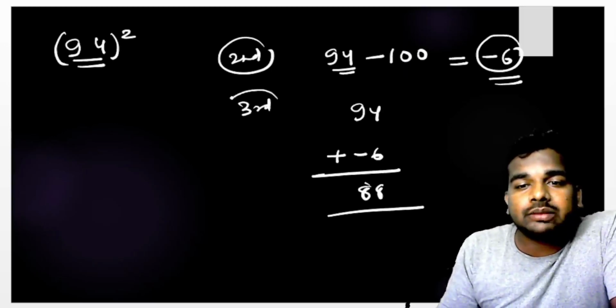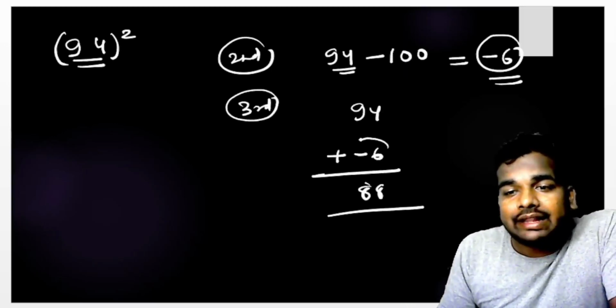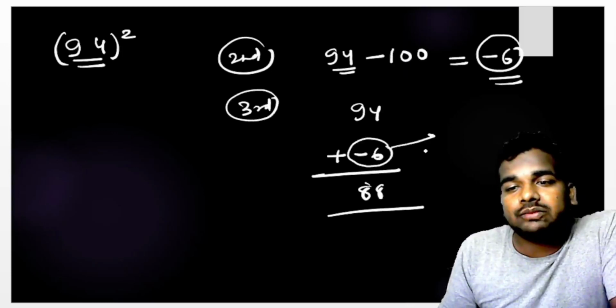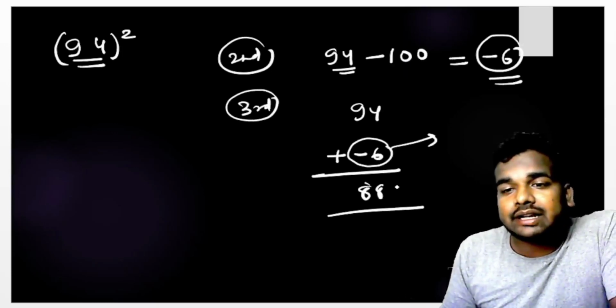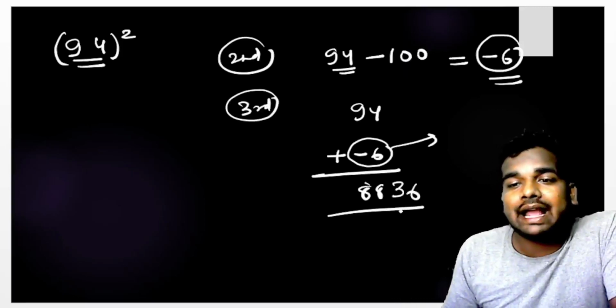Now our fourth step is what? The fourth step is to find the square of this minus 6. How much do you get, students? You will get 36. Just add it beside 88.